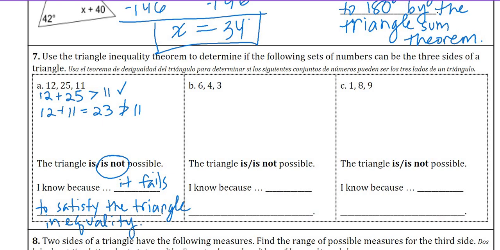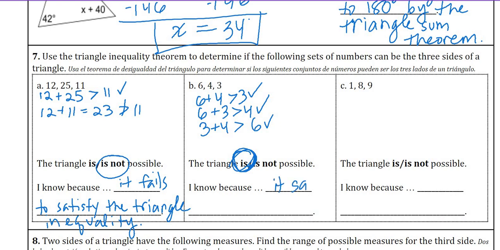Okay, next. I have 6 plus 4 is greater than 3. That's true. I have 6 plus 3 is greater than 4. That's true. And 3 plus 4 is greater than 6. That's true. This is a possible triangle. I know because it satisfies the triangle inequality.